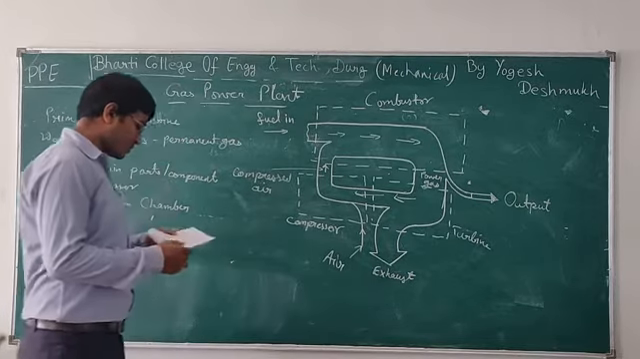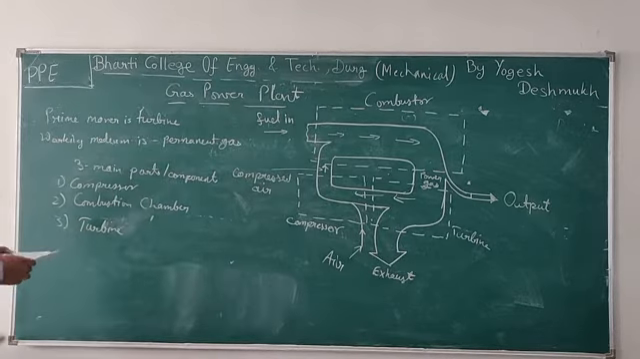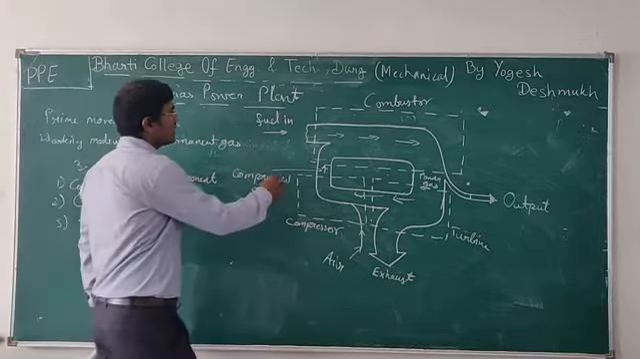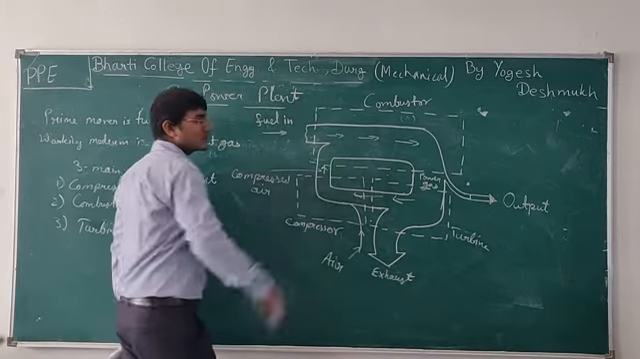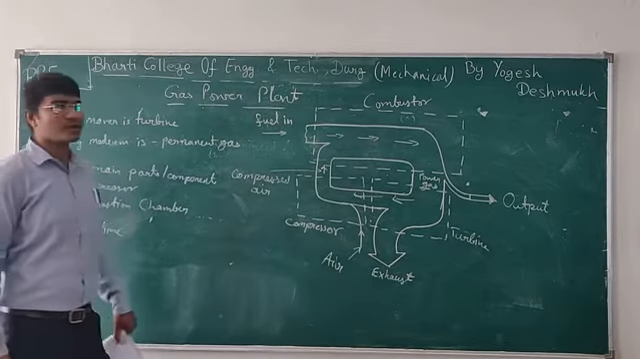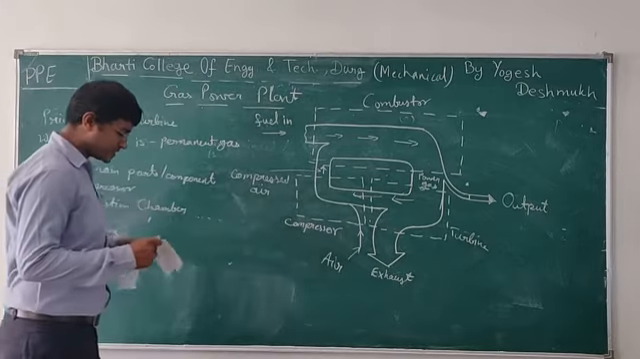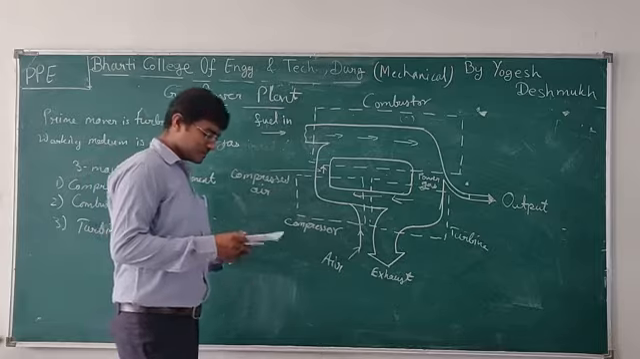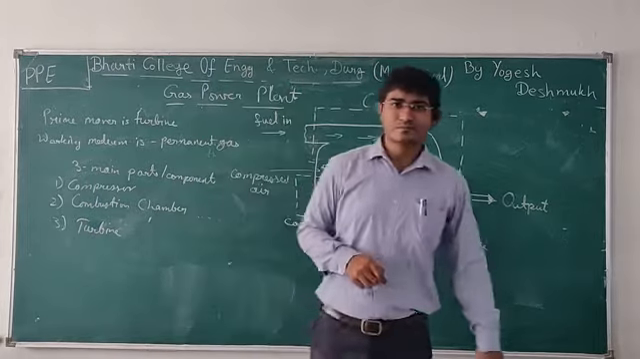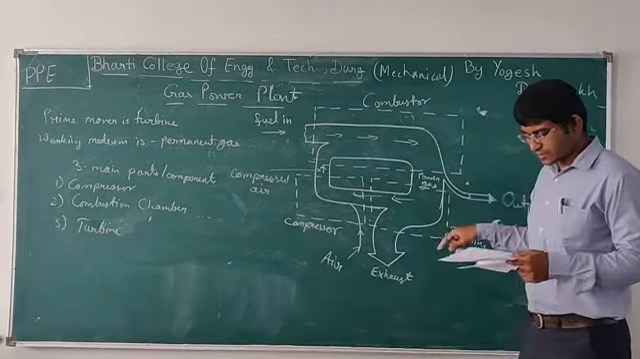What happens in the combustion chamber? In the combustion chamber, the air and fuel mixture get combusted. After combustion, the flue gases or hot gases having greater pressure move over to the turbine.